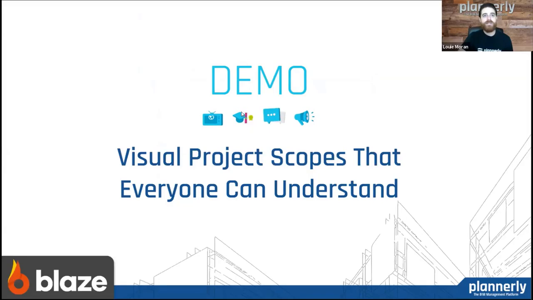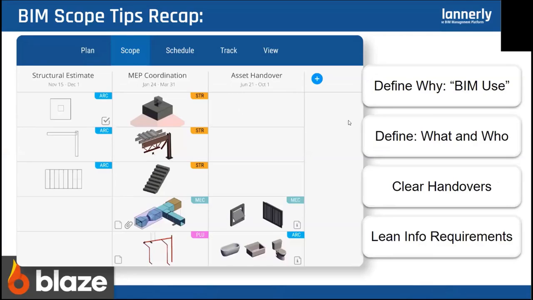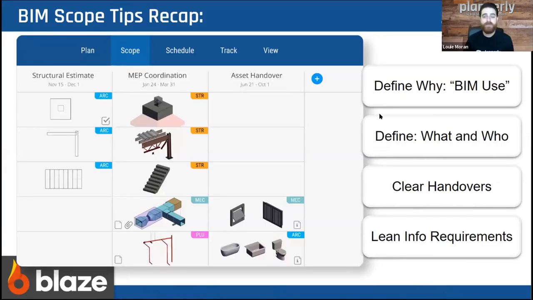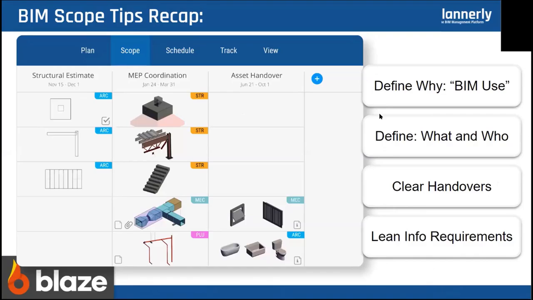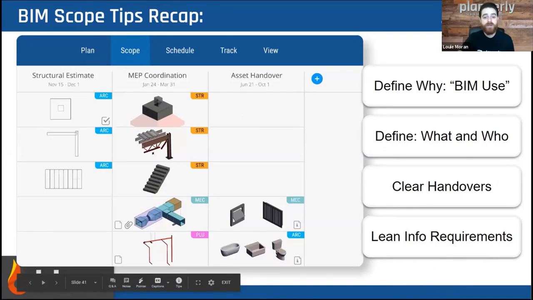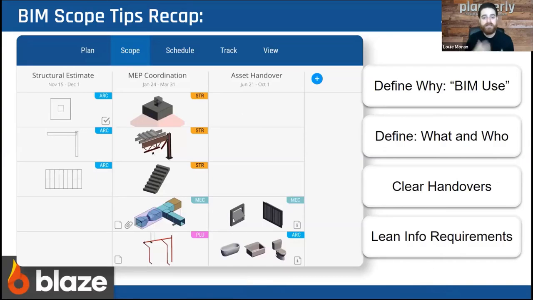All right, so let's jump back out. We want to first define why we have BIM uses. We want to define what is actually needed and who is actually responsible for that information. And we also want to clearly define when people are responsible for certain elements. Provide lean information and not include everything to be modeled at a certain LOD. We want to make sure that we provide just the right amount of BIM.